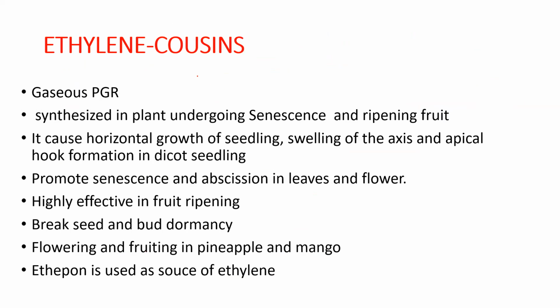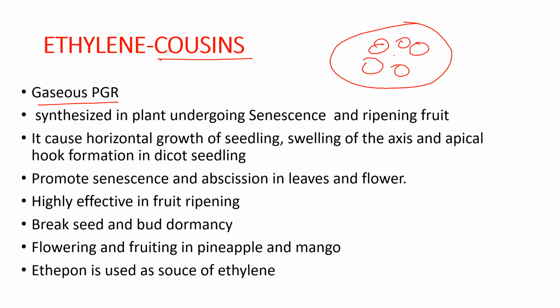Next is ethylene. Ethylene was discovered by Cousins. It is a gaseous hormone. You have seen that in a basket of fruit, if a ripe orange or any ripe fruit is present, it will secrete some chemical so that the other fruits will also ripen. This is the gaseous ethylene. It is synthesized in plants undergoing senescence and in ripening fruit.